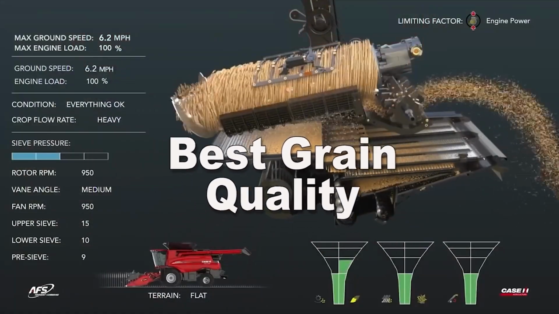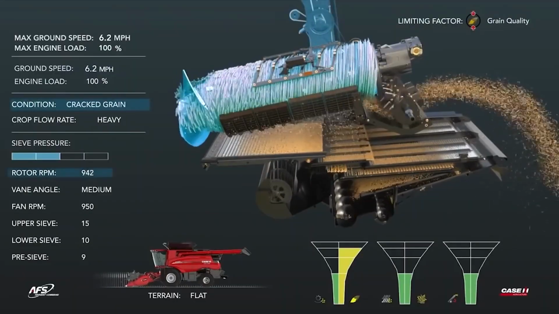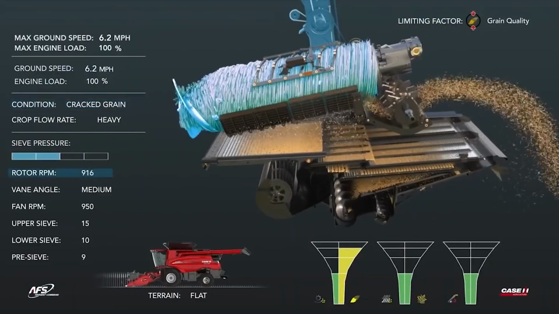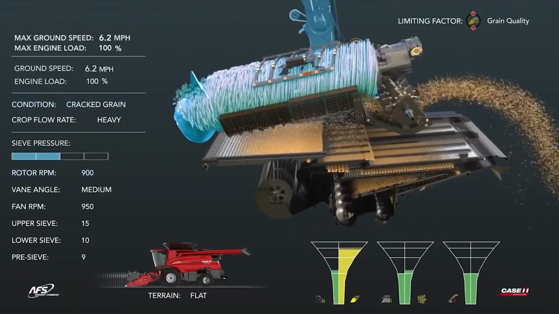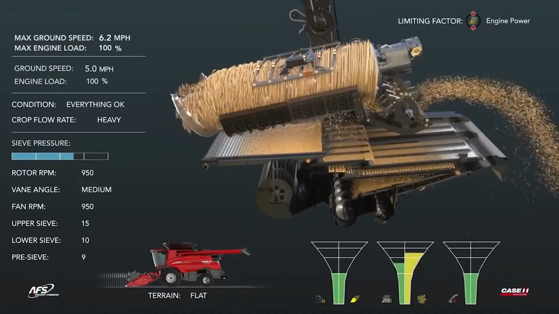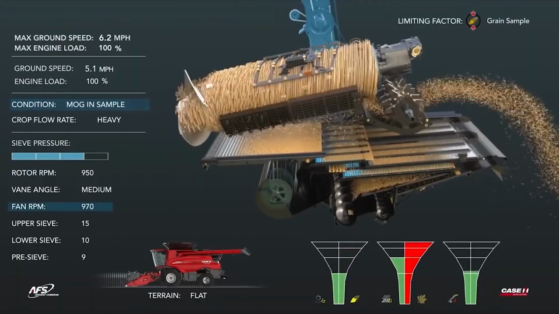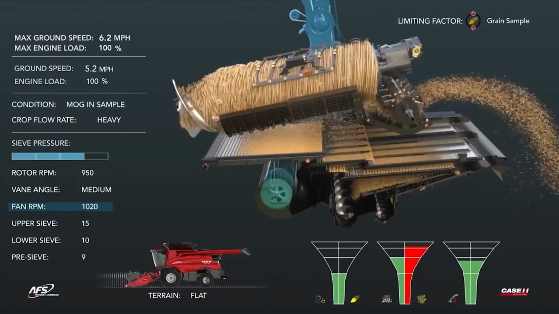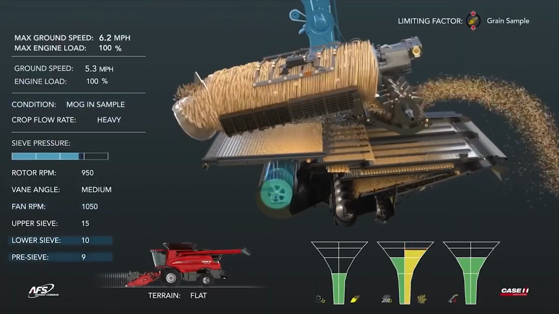We also have a best grain quality setting, which will take our camera into account. It does not get rid of rotor and sieve losses, but it will look at the camera first and make sure that we really have a nice clean sample. We have undamaged grains before it looks at the other aspects of the machine or other parameters of the machine.